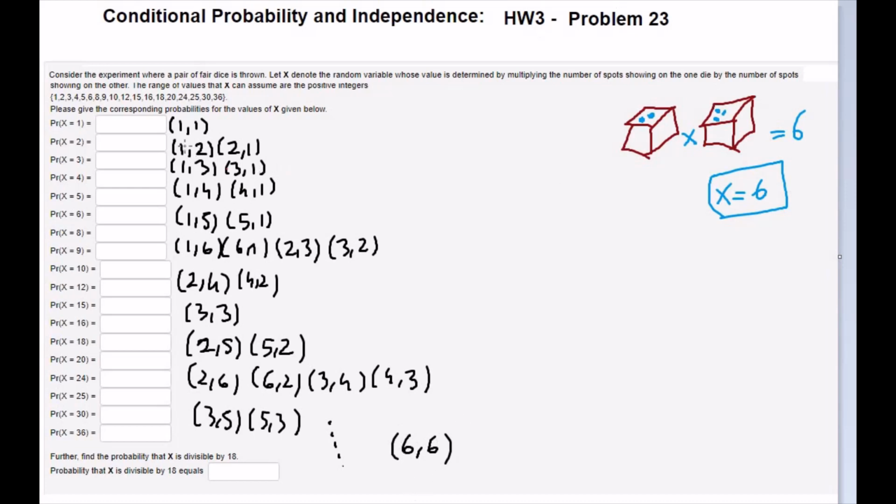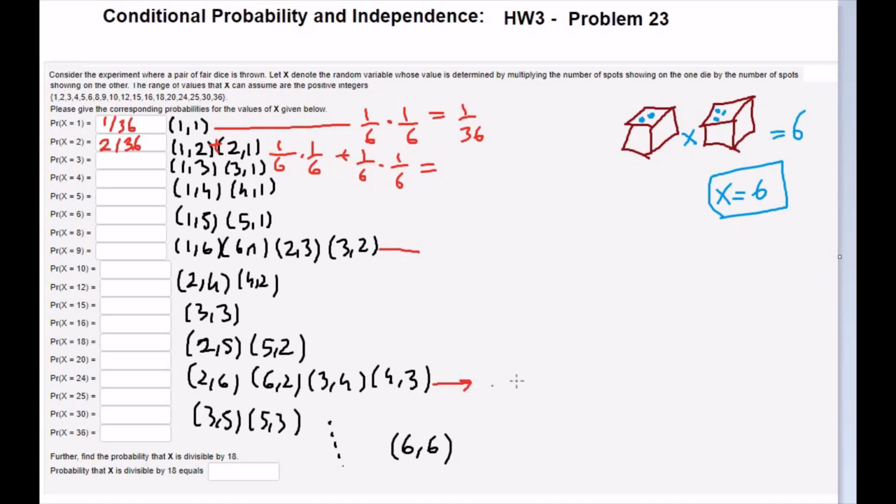Now let's see how we calculate the probability. For the first die to get 1 is 1/6. For the second die to get 1 is 1/6. So 1 out of 36 is the answer here. For the second one we have to add: 1/6 times 1/6 plus 1/6 times 1/6. So it's going to be 2 out of 36.